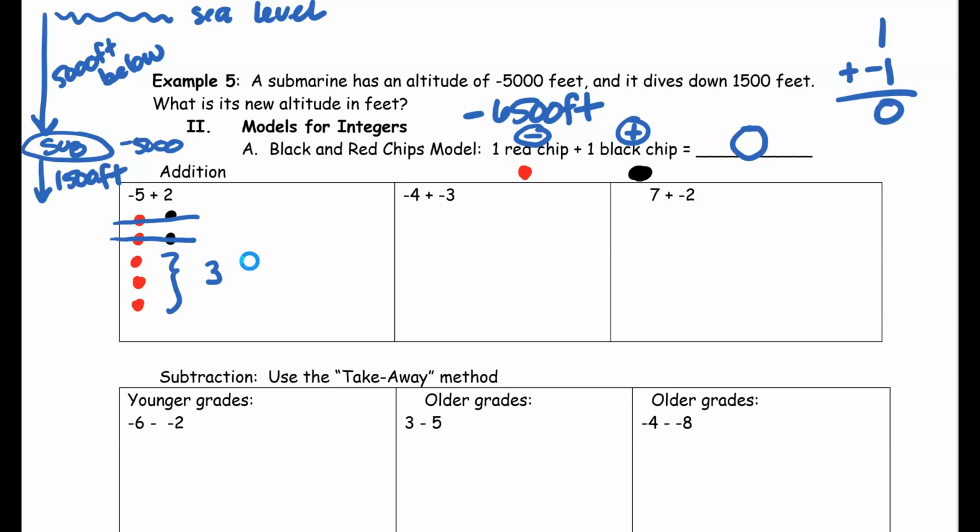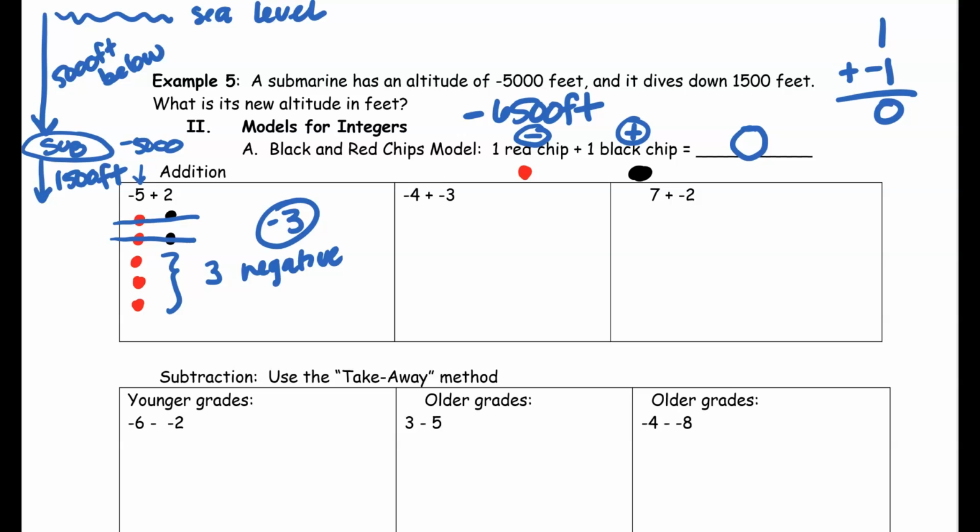And then we're left with 3 negative chips. So our answer is -3. And it's negative because we have more negative chips. So when you have more of a certain kind, that sign wins out.